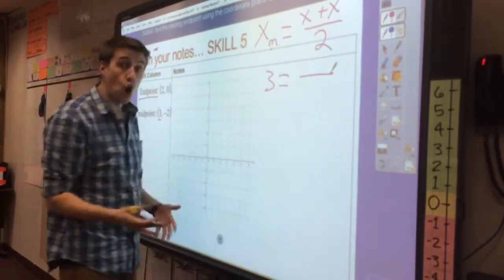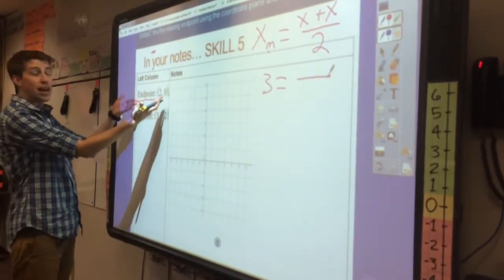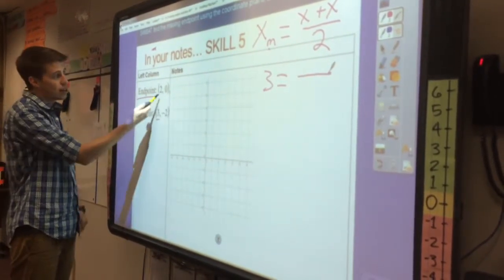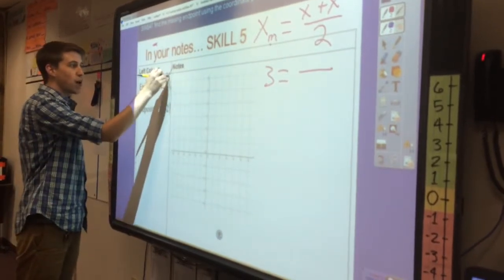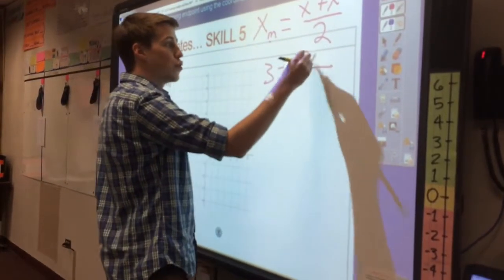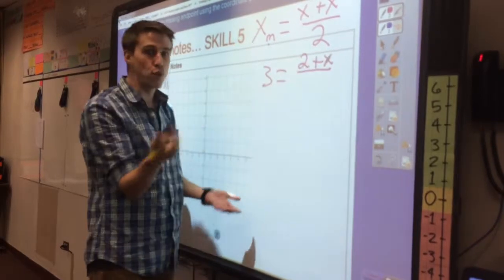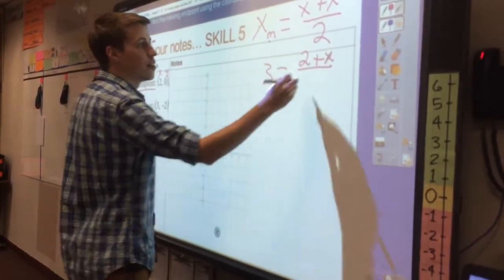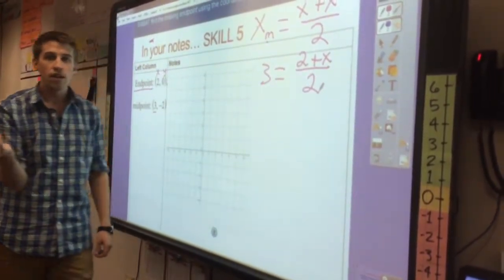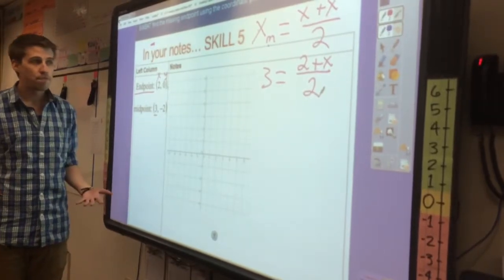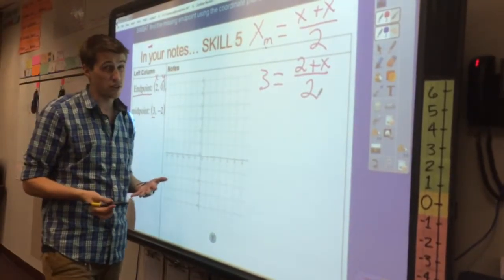Remember, the numerator always comes from endpoints. So let's see what x values we have from an endpoint. I see we have a 2 there, x comma y. So we'll say 2 plus x. I didn't give you 2 endpoints, so we still have an x there, divided by 2. Now we just need to solve that out. Pause the video, try and solve that out on your own.